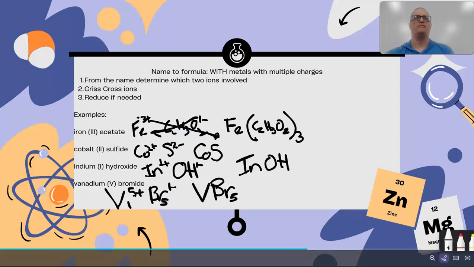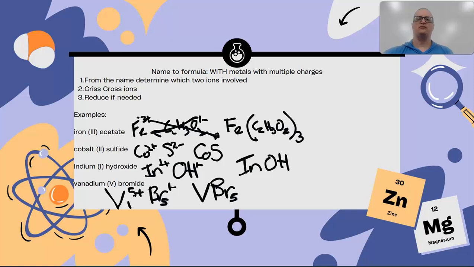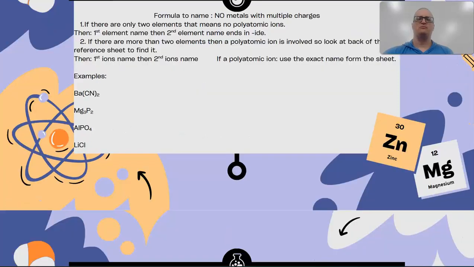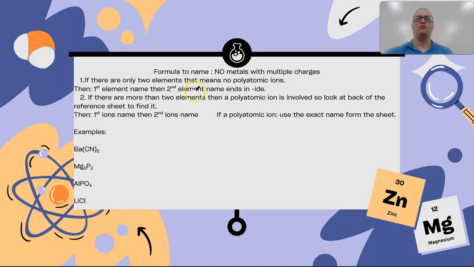All right. Now we're going to look at scenario 3. Might be a little simpler in your opinion, but there seems to be more rules. So read through the rules as we're going on. This has no metals with multiple charges, and we're going from the formula to the name. So we start over here with barium, because that's barium.